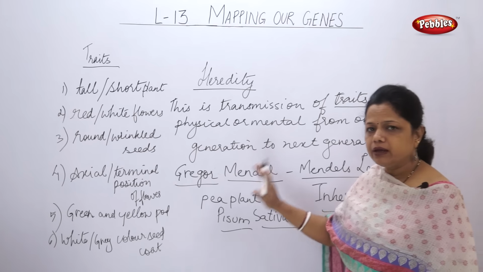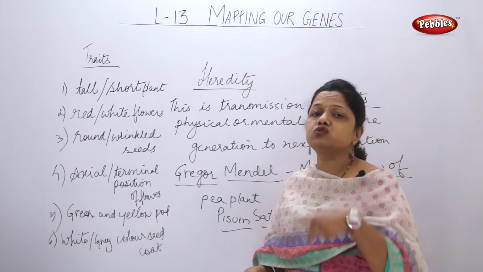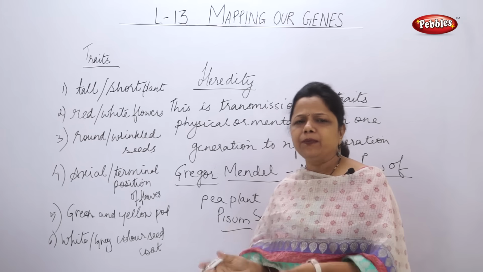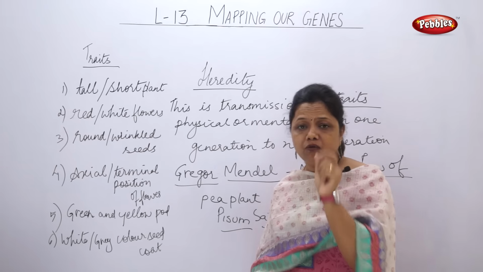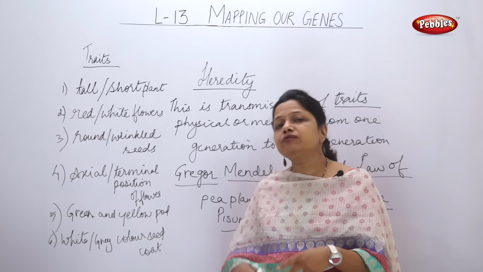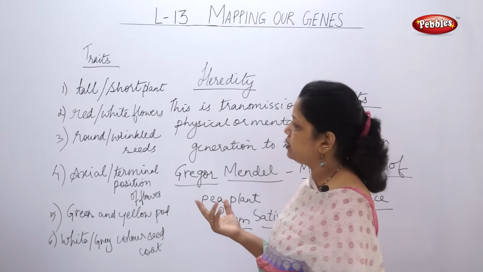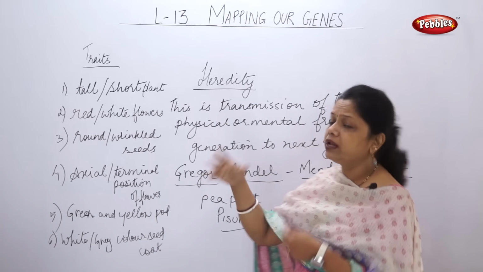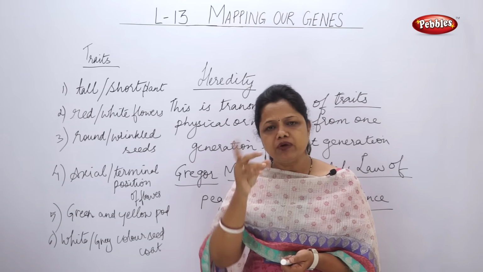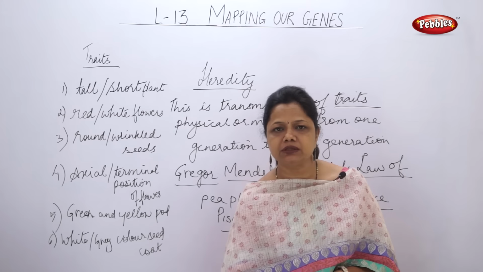Gregor Mendel gave the law of inheritance after doing so many experiments on a simple pea plant which he found in his garden. He saw that one single pea plant had so many different characters. Its flowers were available in red color and white color. Its seeds were available in round and wrinkled, that means one is smooth, one is wrinkled. Some pea plants are tall, some are short.